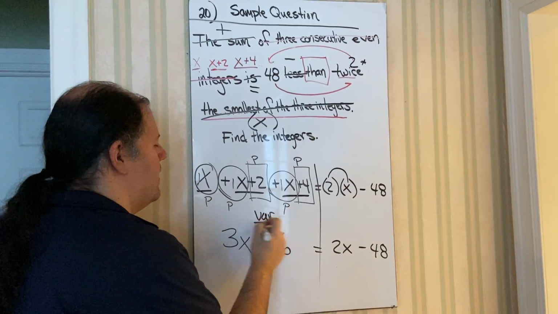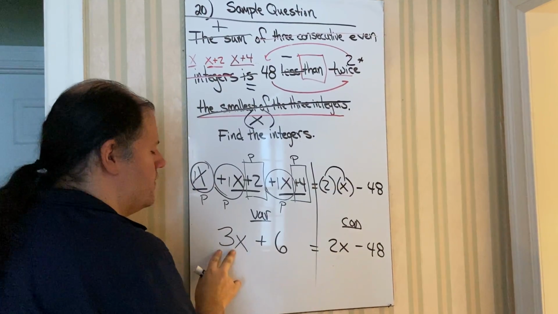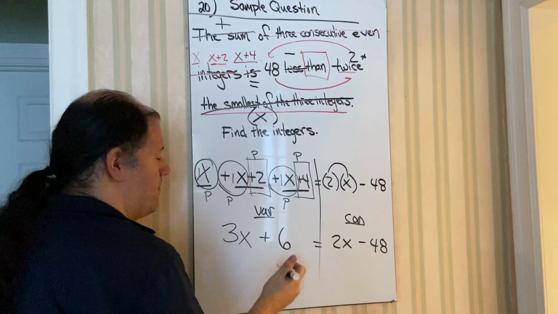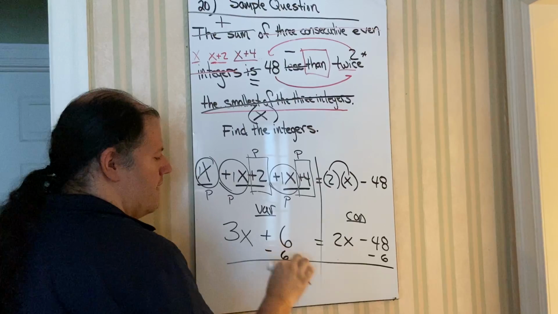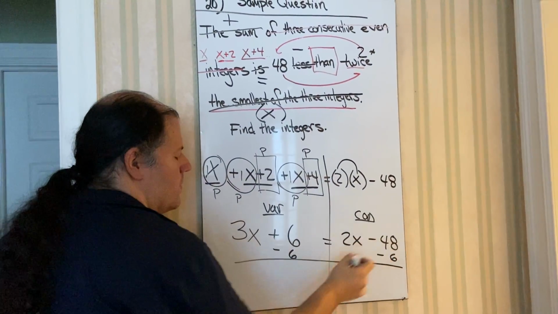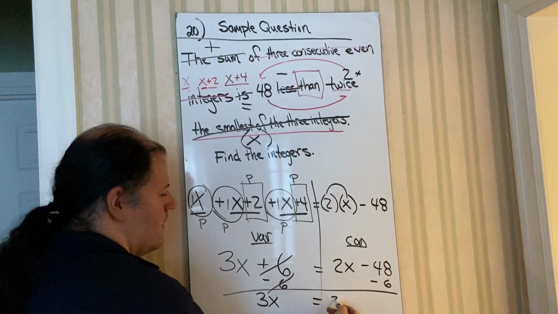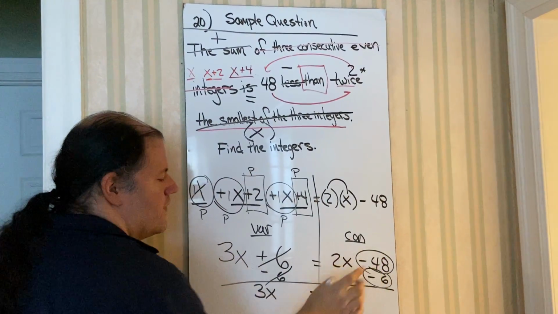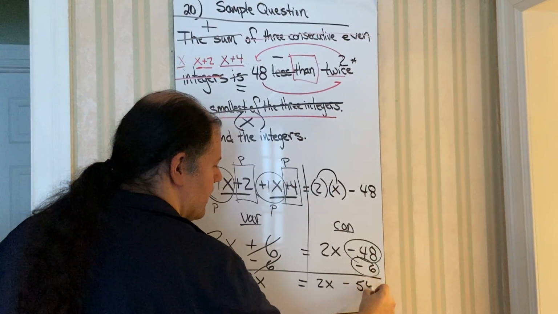This is the variable side. This is my constant side. Why? 2 versus 3, this is larger. This 6 you can move over, so the opposite of a positive 6 would be subtract 6. This is the only time that I do the opposite, when I'm picking up the constant or picking up a variable and moving it to the other side. Now these two negatives you add, and we know team 48 is going to win. So we're going to get negative 54.